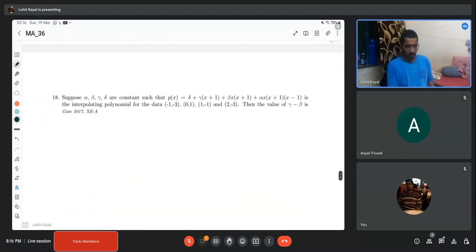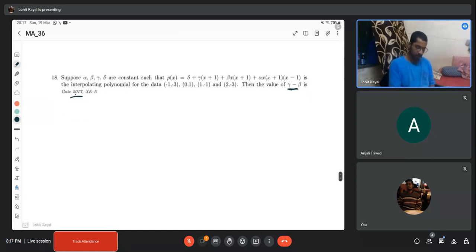Now, this is directly related to the interpolation problem. This is from GATE 2017. So first let's focus on the data points. Then I will try to find the values of these constants: delta, gamma, beta, alpha. So these are the four constants, and I need to find the value of gamma minus beta. You will find that in the process we will be able to deduce all those constants.